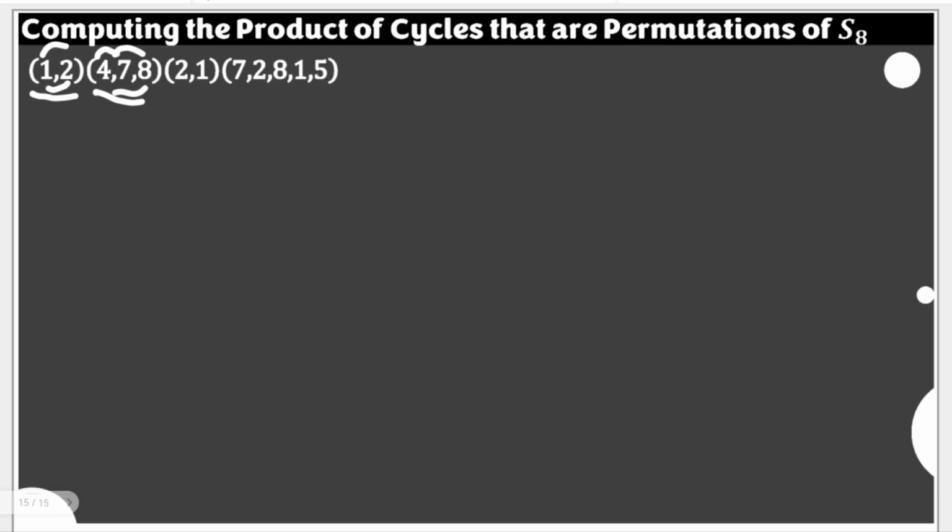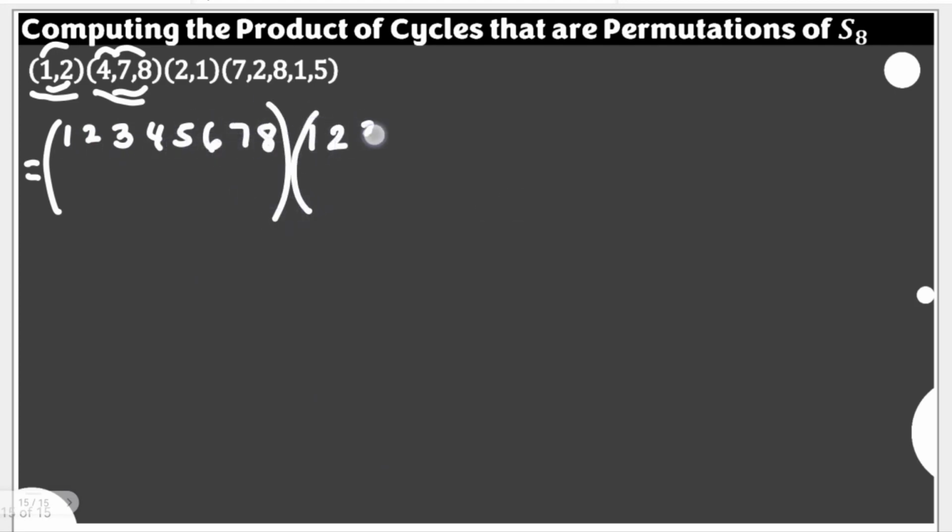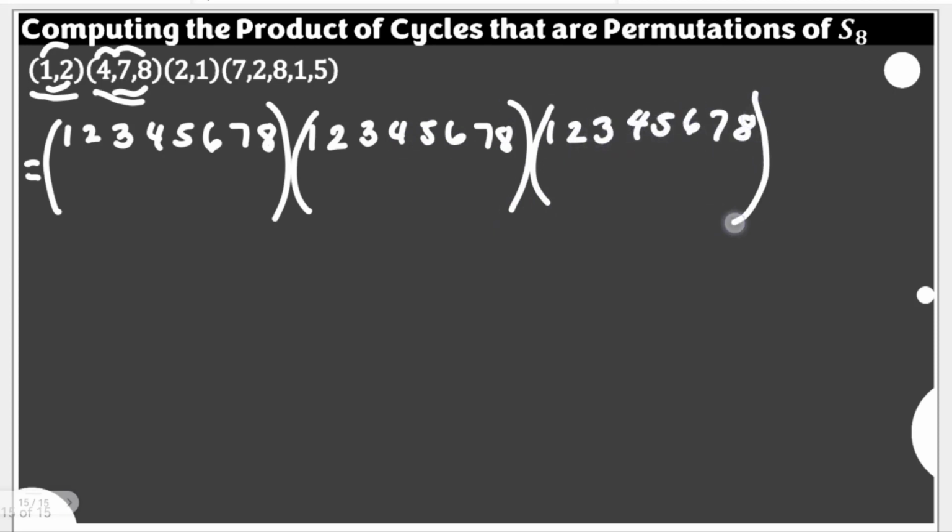All of these are under S8, so we expect that the permutations are also in S8. So you have here 1, 2, 3, 4, 5, 6, 7, 8, repeated for each row. Because we have 4 cycles, that means we also have 4 different permutations. The spaces are not enough, but let's just try to use that.